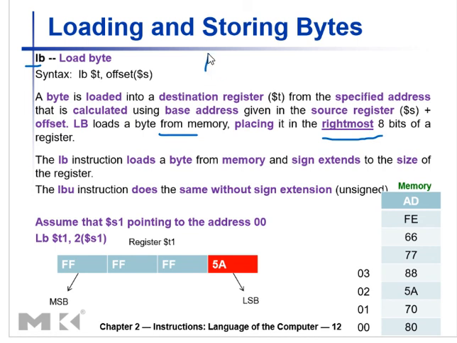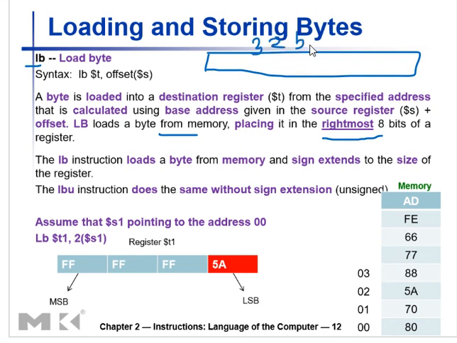Remember, your register can hold 32 bits. When you say 32 bits, it's going to be 4 bytes.